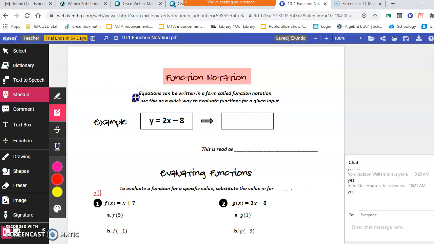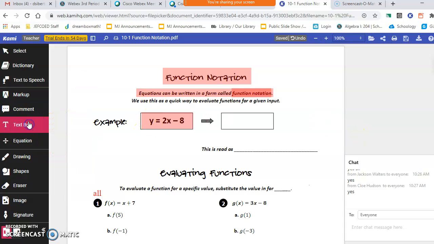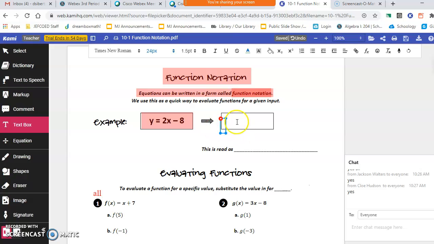Okay, you guys know equations can be written in a form called function notation. We talked about earlier this week a way to represent a function is through an equation, and we're just going to call that simply function notation. Now the example that we're given, guys, the equation is y equals 2x minus 8. So if we were to put that in function notation, it would look like f of x, so the function of x, what that value would be if we substituted it in, equals 2x minus 8. That's just how it would look in function notation.